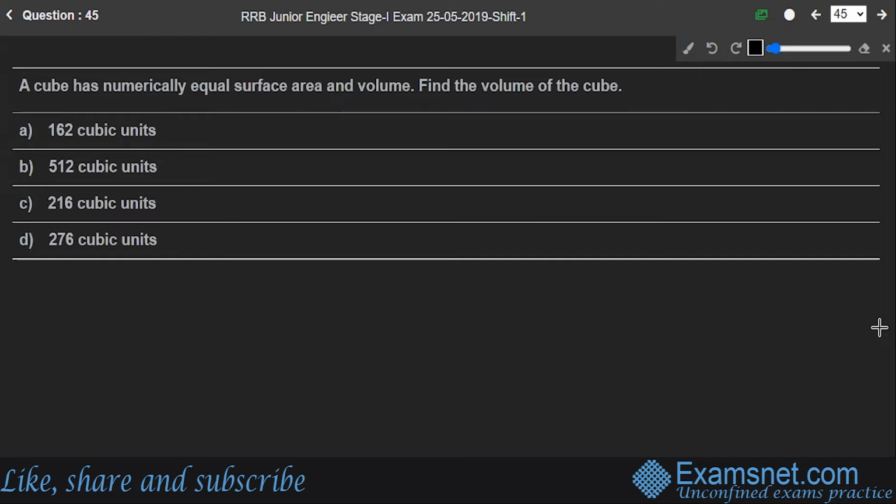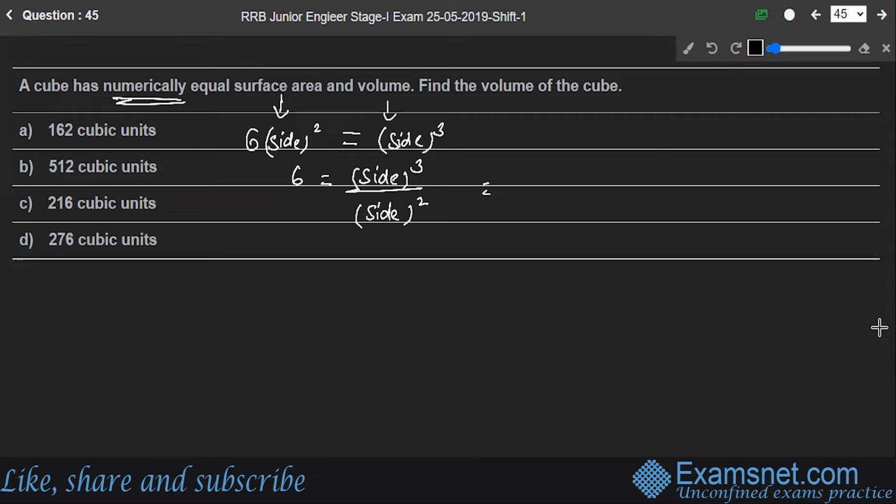Hope you understood. Next question number 45. A cube has numerically equal surface area and volume. You have to find out the volume of the cube. What is the formula for the surface area of the cube? 6 into side square. And the formula for the volume of the cube is side cube. Now in the question, they have numerically equal, that means these two are equal, correct? So you have 6 is equal to side cube divided by side square, this will cancel, so you will have 6 is equal to side. I got the side.